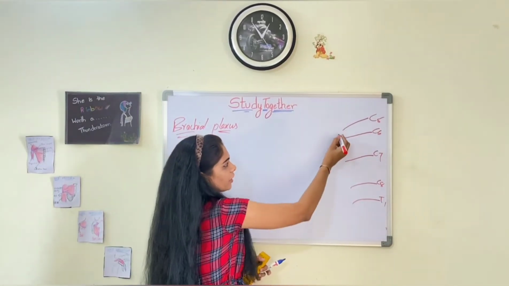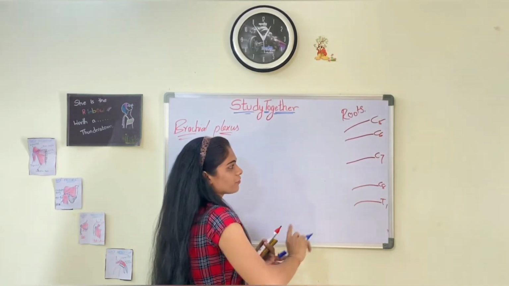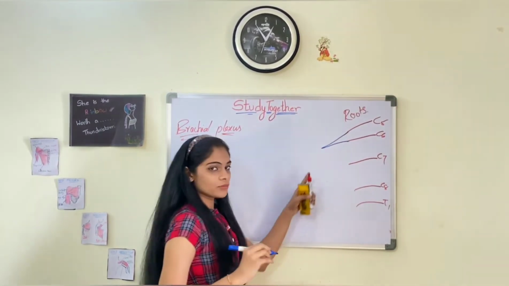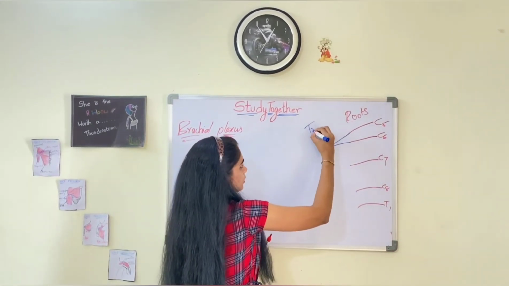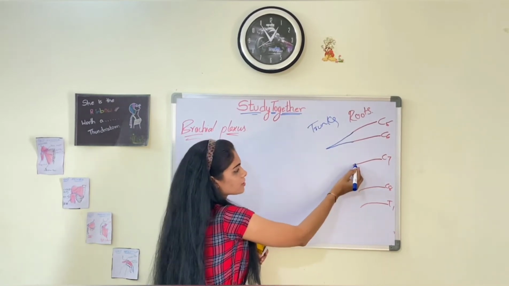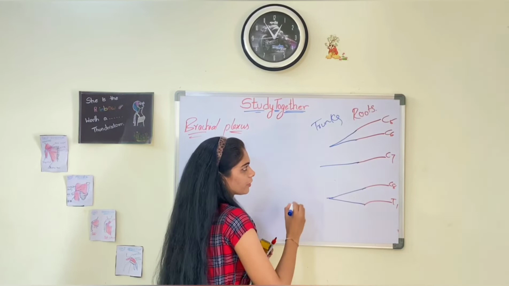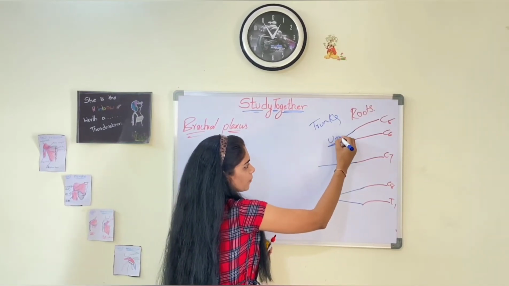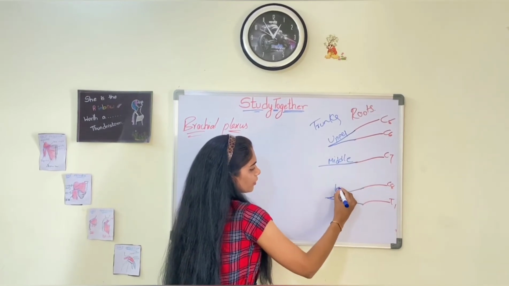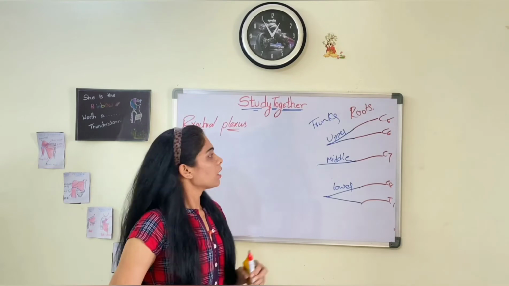Now C5, these are your roots, okay. Now this C5 and C6 combine and form your trunk. These are your trunks. C5, C6 combine and form a trunk, C7 forms a trunk, then C8 and T1 form another trunk. So these are your upper, middle and lower trunk. So these are your roots, and in this way your trunks are formed.